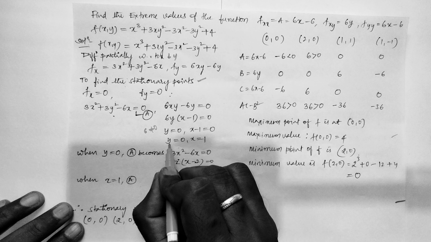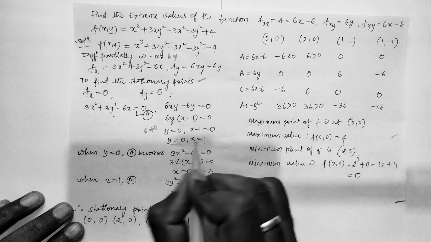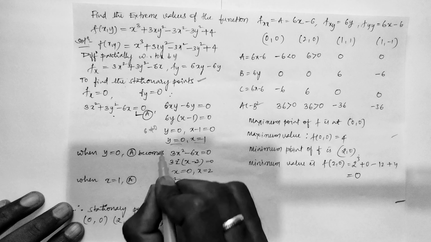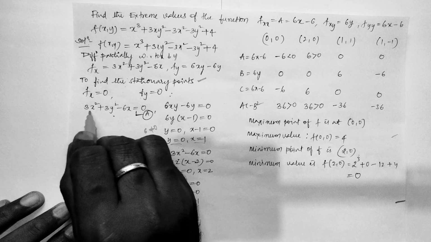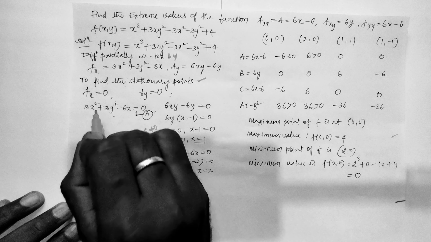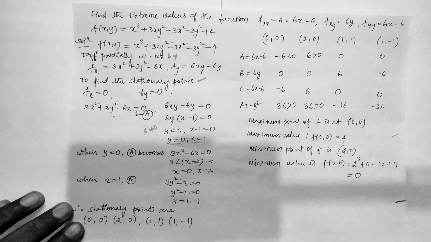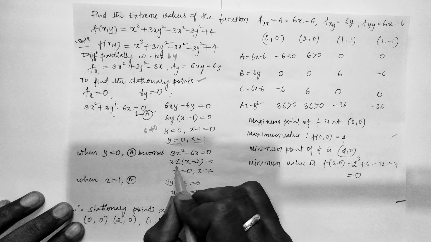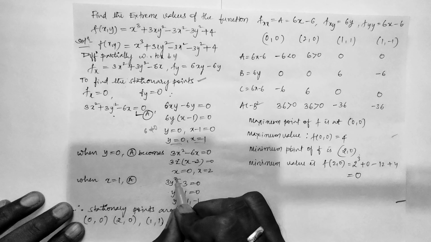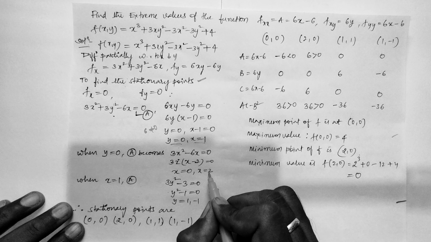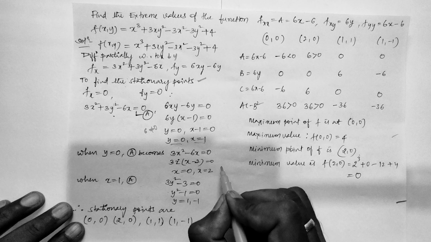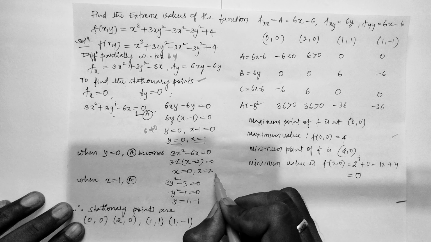Now we substitute these two values in equation number A to find the points. Substitute first y equal to 0 here. Y equal to 0 means 3x square minus 6x equal to 0. Again take 3x common, you will get x minus 2 equal to 0. Again 3 will never be 0, so x equal to 0, and x minus 2 equal to 0 gives x equal to 2.